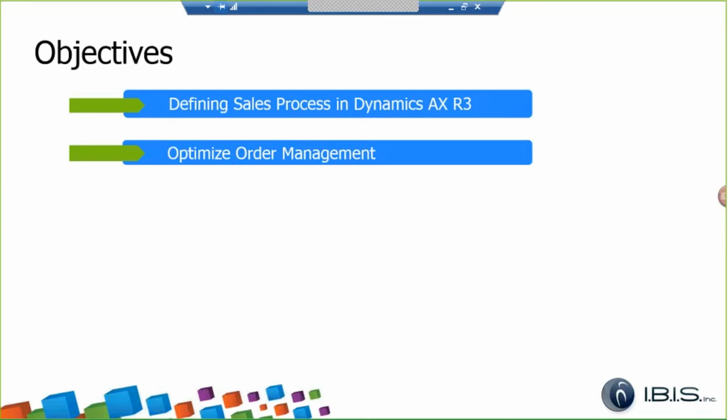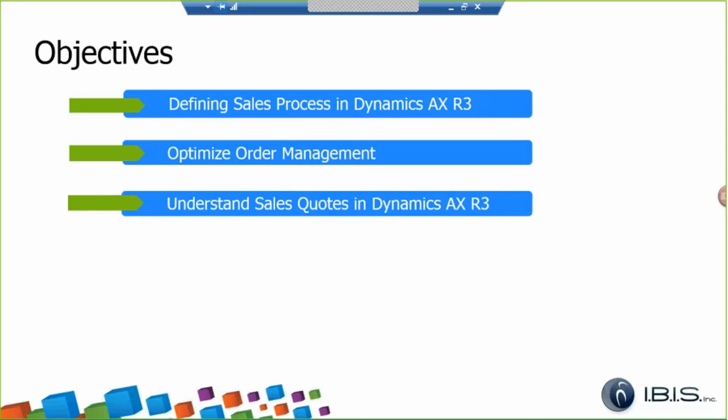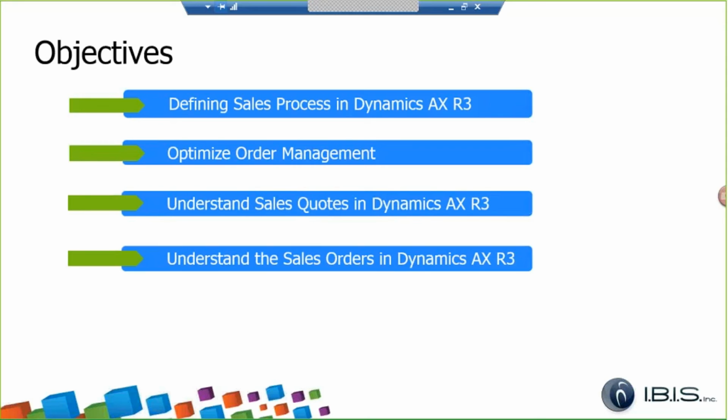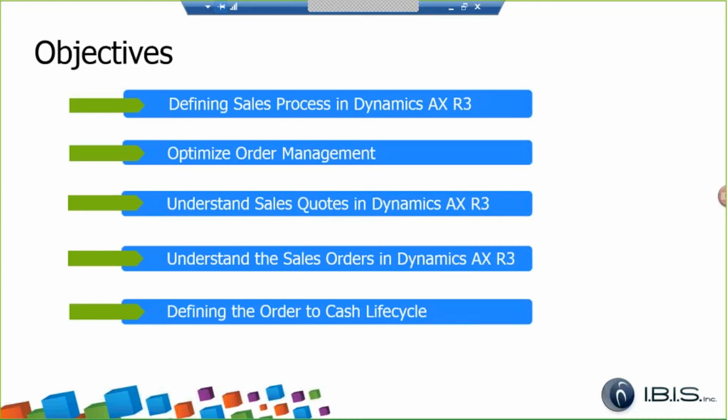Optimizing order management. We spoke about utilizing default order fields from the customer and product forms, as well as hiding and personalizing forms to make order entry much easier. We also talked about sales quotes and sales orders and how easy it is to track from opportunity to quote to order. And then we talked about defining the order-to-cash life cycle, as well as how we at IBIS have expanded on that to plan to profit.